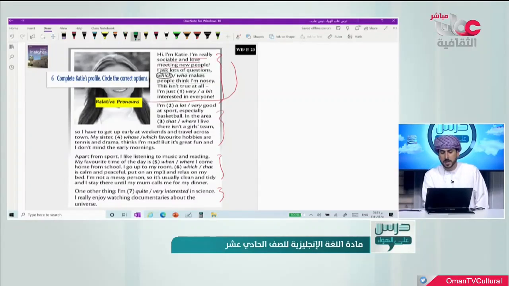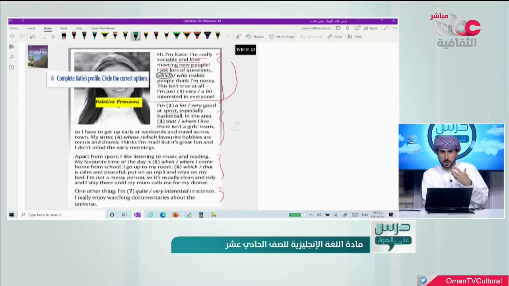Now, this is the 2nd paragraph that we have. Where is the topic sentence of this paragraph? "I am very good at sport, especially basketball." So I am very good at sport. This is the topic sentence.